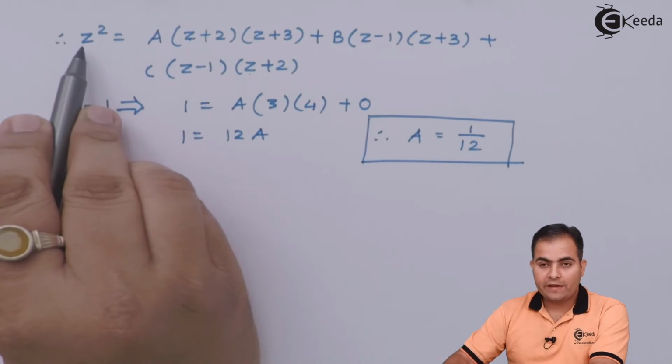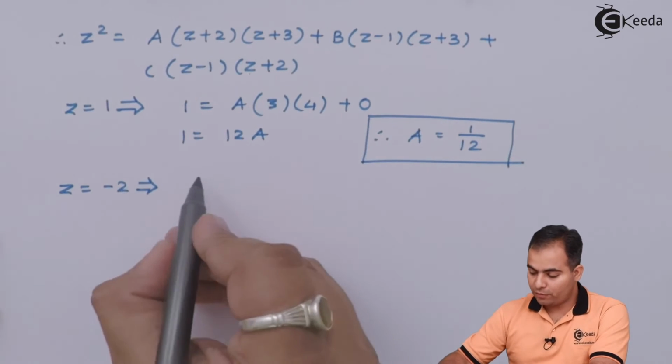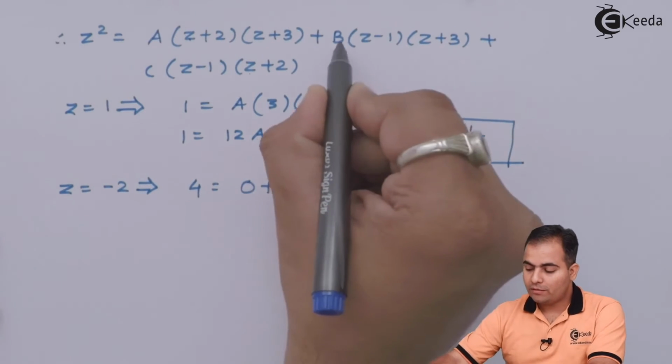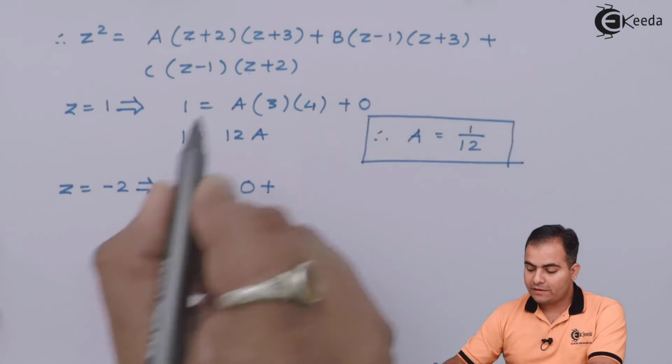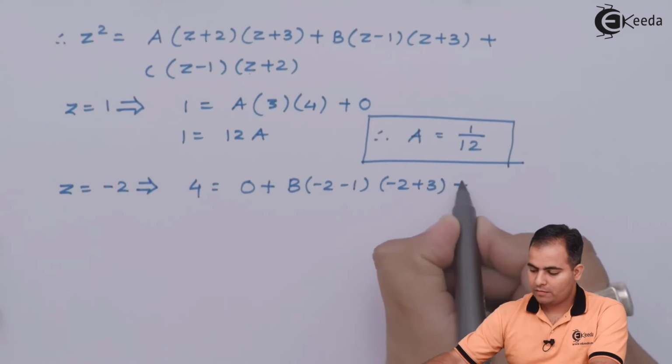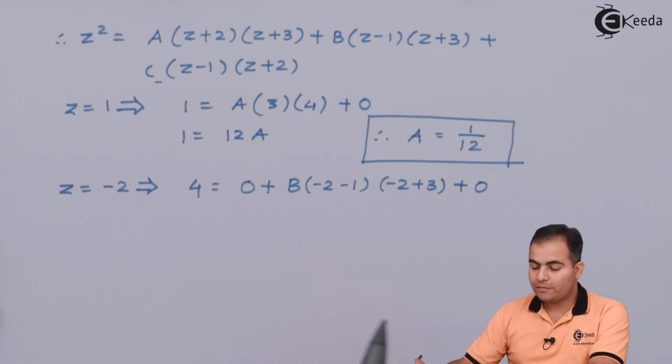Now on left hand side we have z square. So minus 2 square is 4. This a term is replaced by 0. Now look at here in b. Both these z are replaced by minus 2. And this whole c term is also replaced by 0.